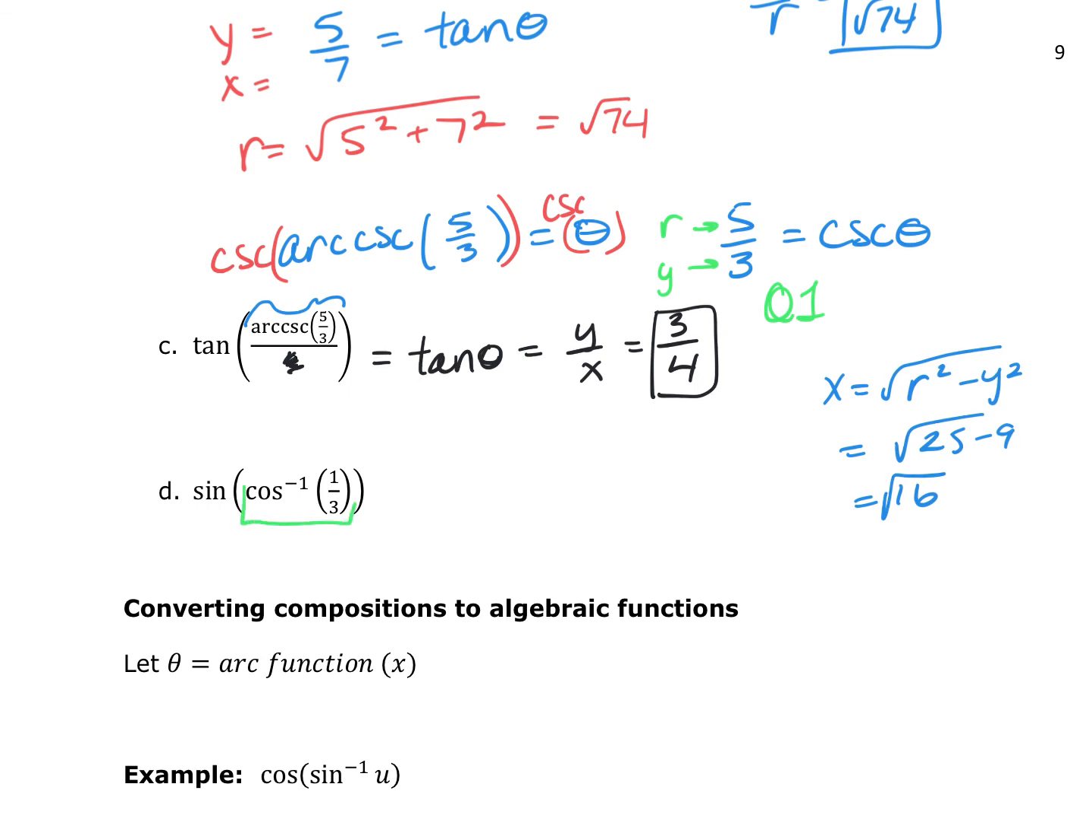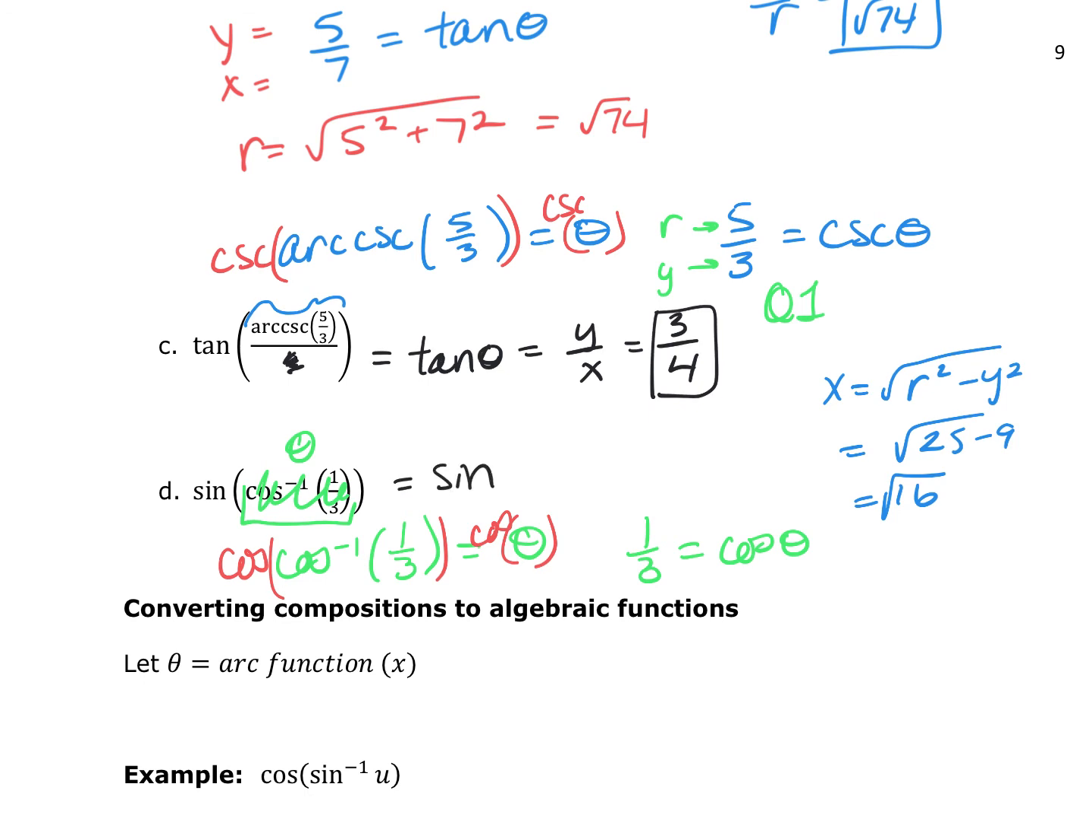Once again, we're going to say the cosine inverse of 1/3 is equal to some angle. I use theta. You can use whatever angle you want. Take the cosine of this side, the cosine of this side. That gives me that 1/3 is equal to the cosine of theta. That means all of this is just theta. So what I really have is the sine of theta.